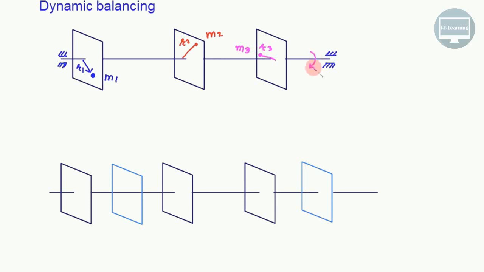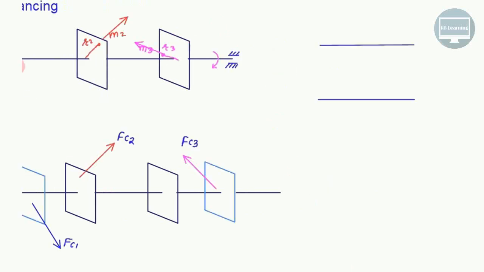And this shaft is rotating. If the shaft rotates, will it produce a centrifugal force in this direction? So this will produce a centrifugal force in this direction. This will produce the centrifugal force in this direction. The centrifugal force is in this direction. Now this process we can represent in the bottom figure. And we want to find out how many masses are required to balance it.